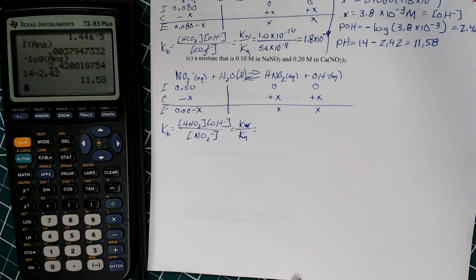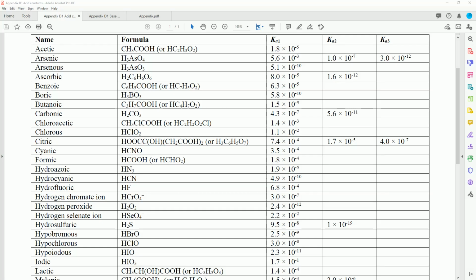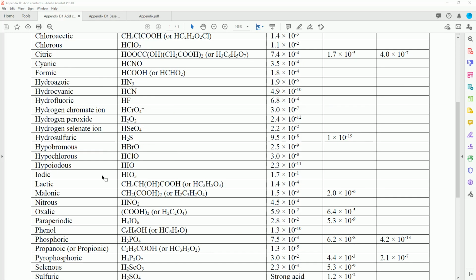So I'm going to go back over, and we'll find the nitrous acid, which is right there. And you'll see it is 4.5 times 10 to the negative 4. So I'm going to write that down, 1.0 times 10 to the negative 14 for Kw, and 4.5 times 10 to the negative 4. And I'm going to double check to make sure I got the right number. Yes, 10 to the negative 4.